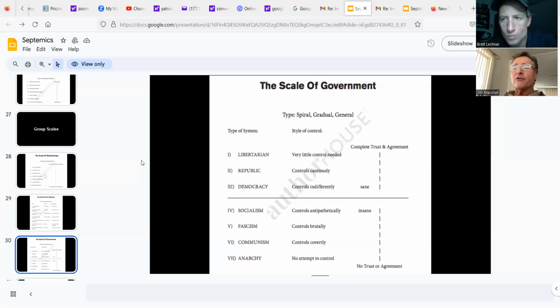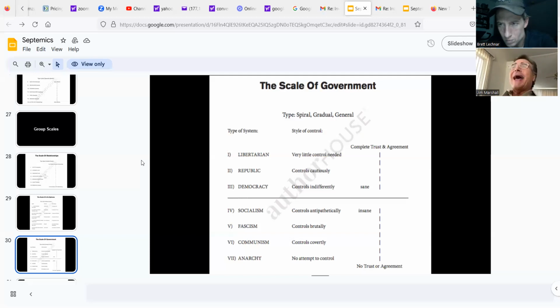In the middle between level 3 and level 4 is the dividing line, the horizontal dividing line between sane and insane. So a government that is libertarian, republic, or democracy is a sane government. A government that's at 4, 5, or 6 is an insane government. Now, the further up to the top you go, the saner you get. The lower down you go, the less sane you get. 7, anarchy, is not a government at all. It's a lack of government. So that's completely insane, because government is a necessary evil.